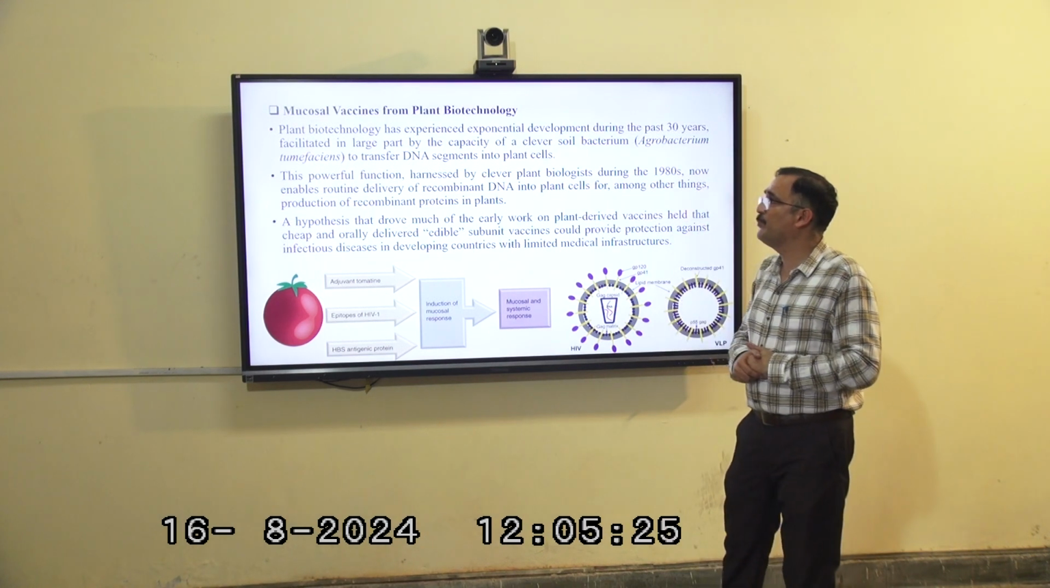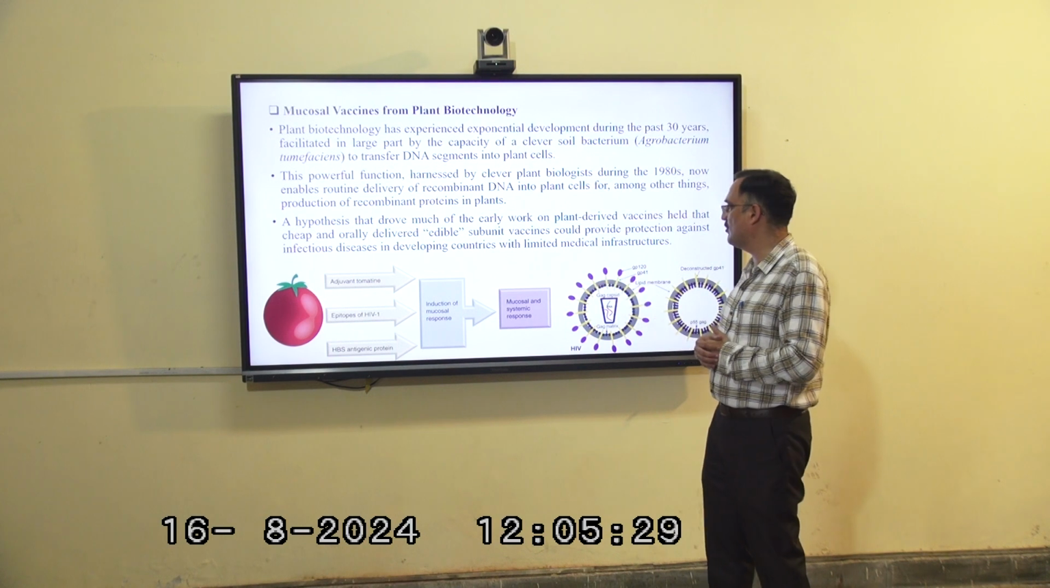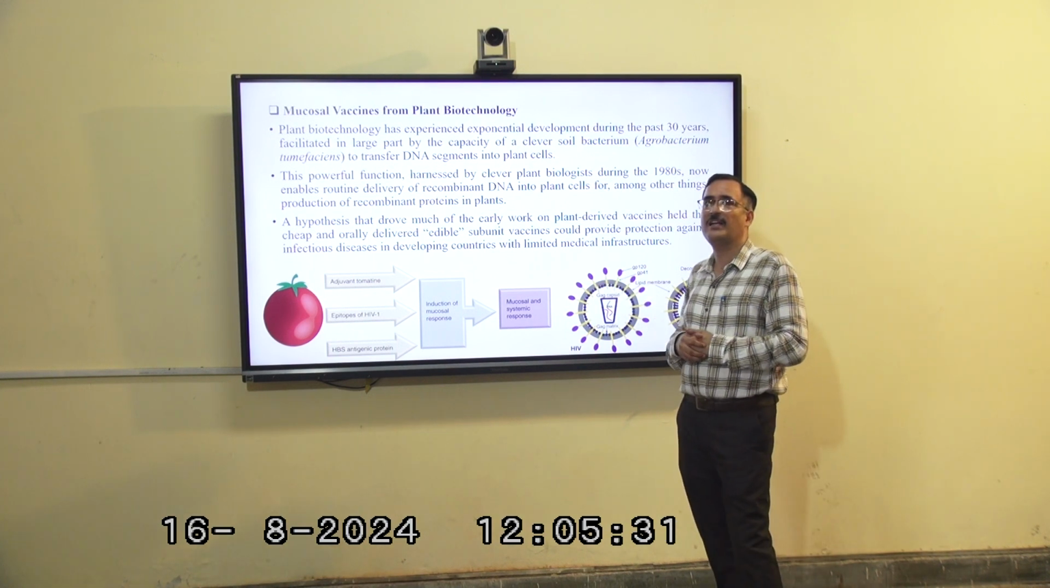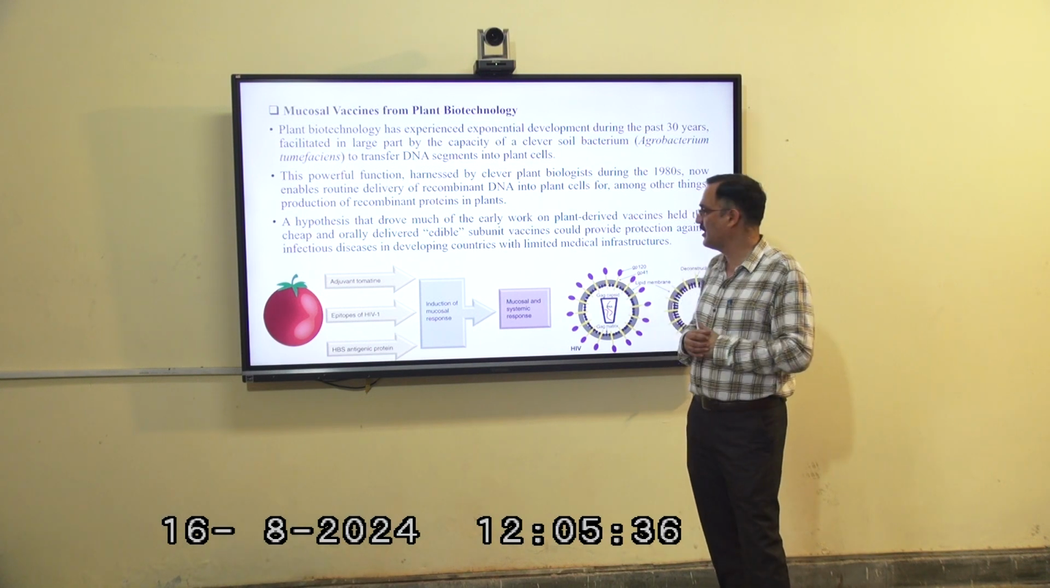Then we have mucosal vaccine developed through plant biotechnology. Here we have the tomato. There we are developing genetically modified flavor saver tomato through these plant biotechnological approaches.